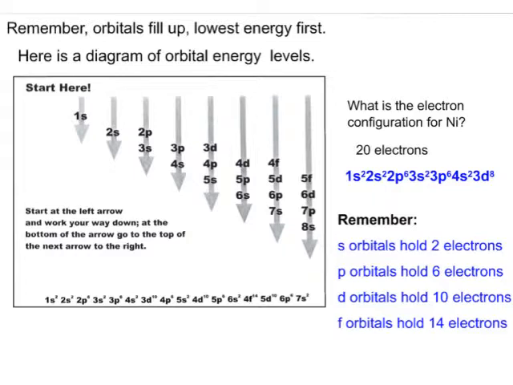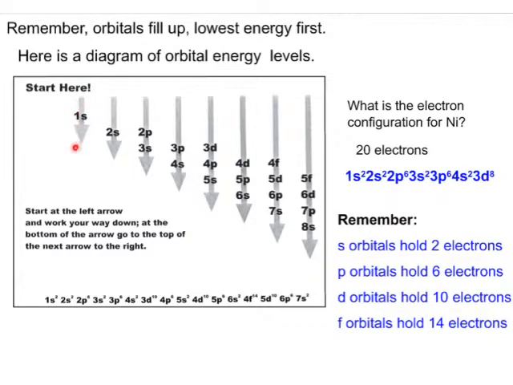Now it's important to remember, and you know that from your quantum apartment building game or activity, that orbitals fill up lowest energy first. So let's take a look. I think you've already seen this chart, but when we have, let's say, nickel, for example, nickel has 28 electrons, and since it has so many electrons, it's going to do some different things here.